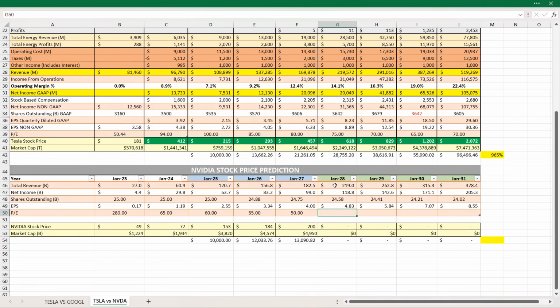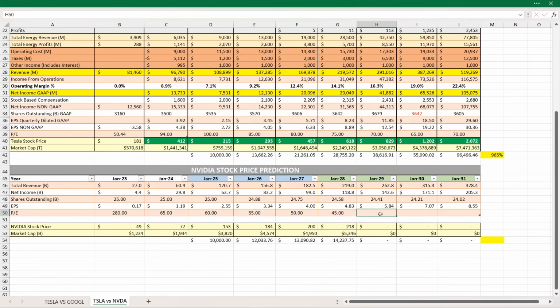The year after that, we see the revenue going over 200 billion and net income reaching 120 billion. So pretty much the net income has become the revenue for this year by 2028 or 2027, which is insane. I'm still going to give it a 45 PE. That's a stock price of 218 and a market cap of 5.4 trillion. Your 10K has turned to over 14.2K.